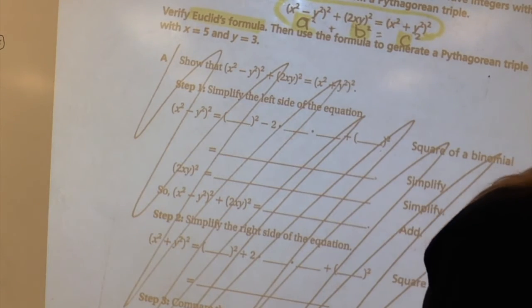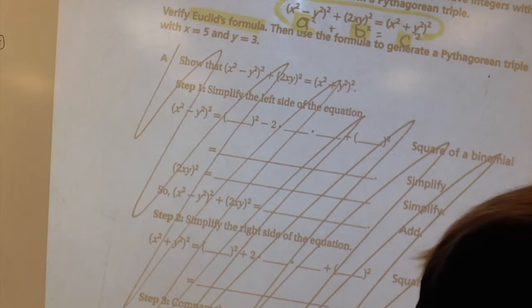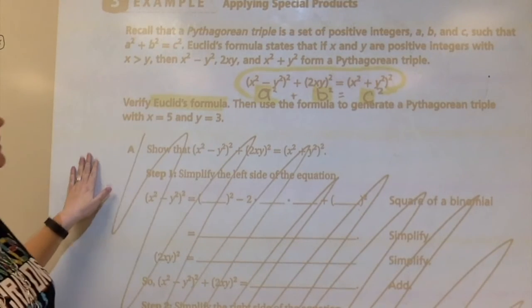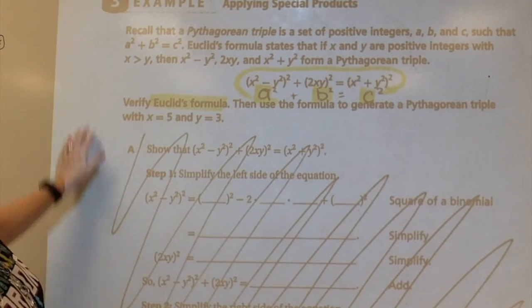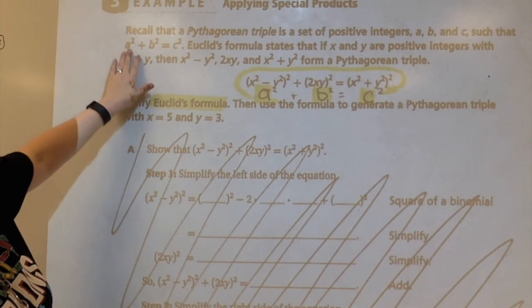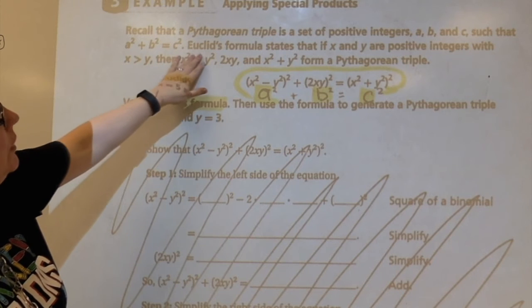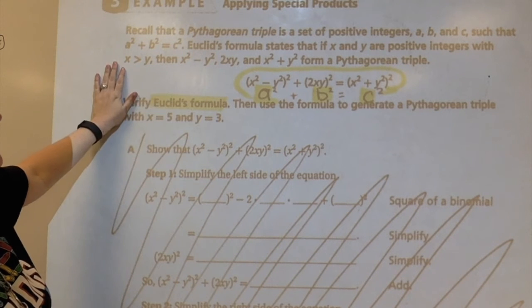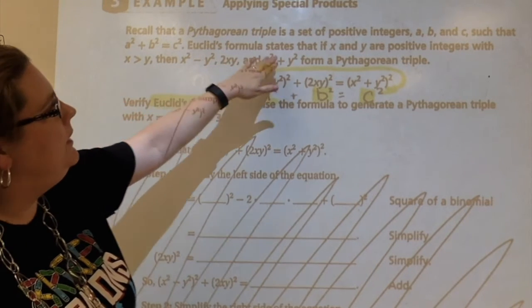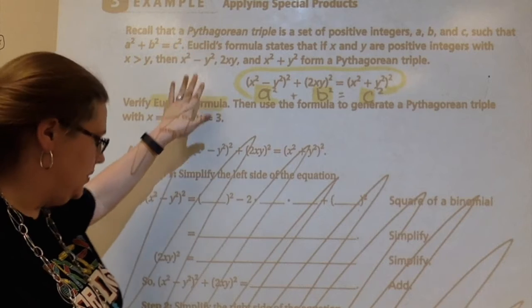On example 3, which is the last page we're going to do for part 1, example 3 is applying special products. This is going to introduce Euclid's formula. Just recall that a Pythagorean triple is a set of positive integers, a, b, and c, such that a squared plus b squared equals c squared. Euclid's formula states that if x and y are positive integers with x greater than y, then x squared minus y squared, 2xy, and x squared plus y squared form a Pythagorean triple.